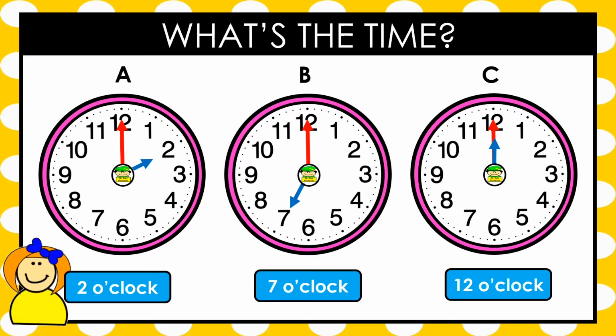Well done. For A, the hour hand is on 2 and the minute hand is on 12, so we have 2 o'clock. For B, the hour hand is on 7 and the minute hand is on 12, so we have 7 o'clock. And for C, the hour hand is on 12 and the minute hand is also on 12, so we have 12 o'clock.